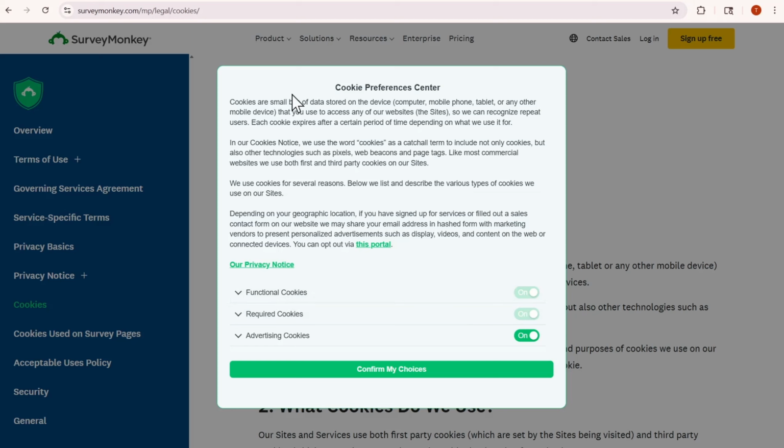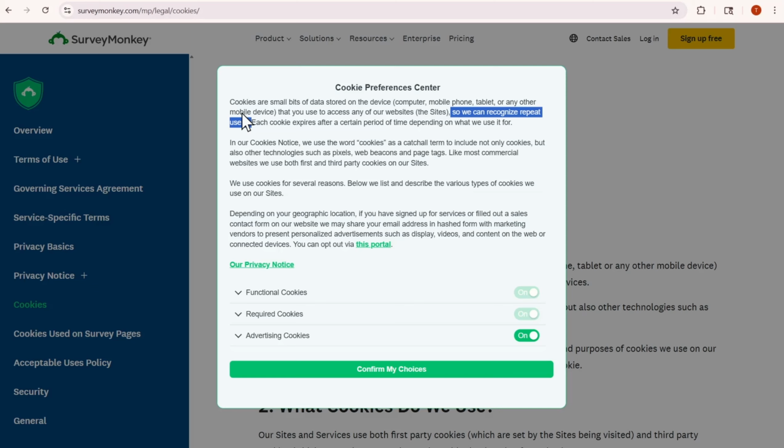Okay, let's look. "Cookies are small bits of data stored on the device that you use to access any of our websites." I'm using the website right now, so this is happening. Functional cookies are being collected on me, as are required, "so we can recognize repeat users." So this fulfills the definition of personal data, right? Because it identifies a user.